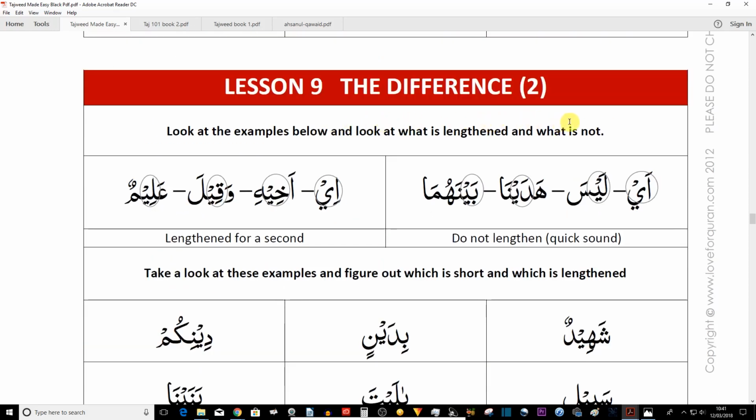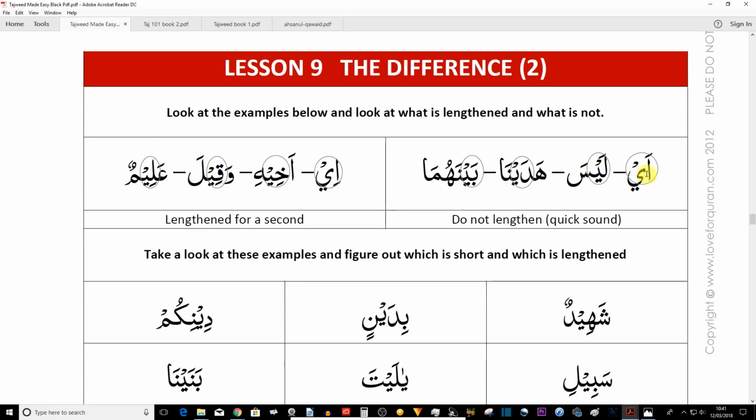And lesson 9, the difference, part 2. Now we're going to do it with alif fatha ya sukun. So look at the examples below. Same thing, right? The first part, alif fatha ya sukun, ay, not aay, okay? Laysa, not laaysa. Hadayna, so day is short and na is long, 2 beats. Baynahuma, bay is short and ma is long. In contrast, alif kasra ya sukun, ee, 2 beats, mad asli. Akhihi, 2. Waqila, 2. And alimun, 2 beats.